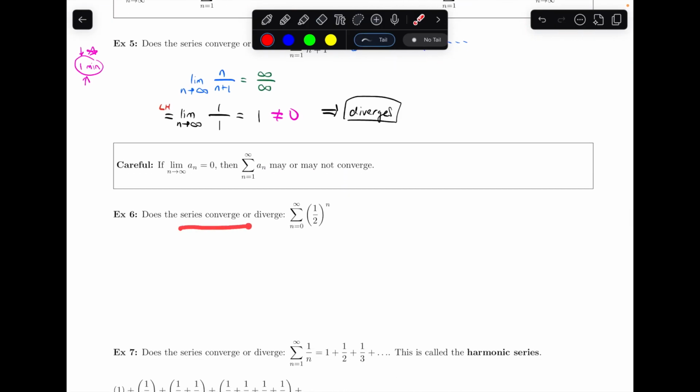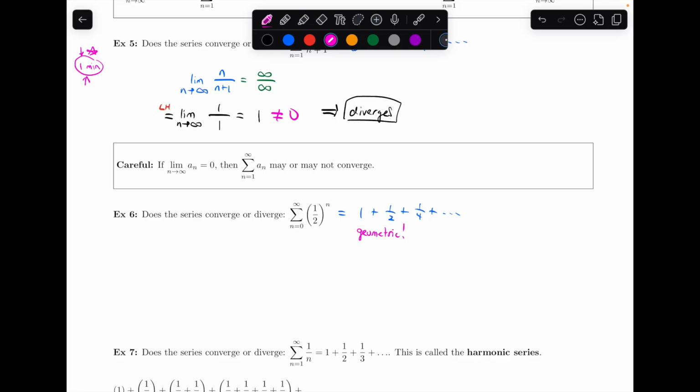So does this series converge or diverge? So let's write out some of the terms. If I plug in 0, I get 1. If I plug in 1, I get 1/2. If I plug in 2, I get 1/4. Plus dot dot dot, I get 1/8, and so on. We've actually seen this series a couple of times in this section. This is geometric.